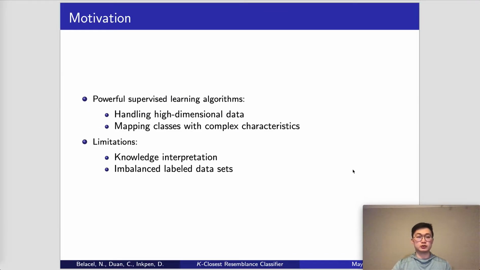We know there are several powerful supervised learning algorithms. They can work pretty well on handling high-dimensional data. They can map classes with complex characteristics, but there are obviously some limitations for them as well. For deep learning, they have a problem with knowledge interpretation. Basically, if you use deep learning, you can't really tell how this model produces the answers for you. Another problem is they sometimes do not work well on imbalanced datasets.